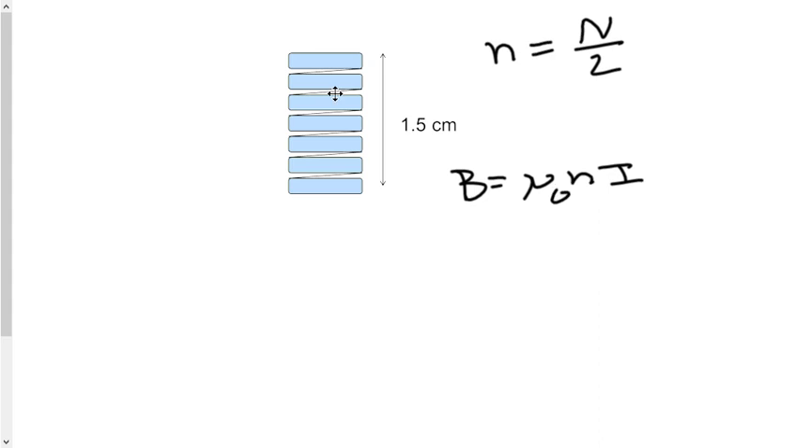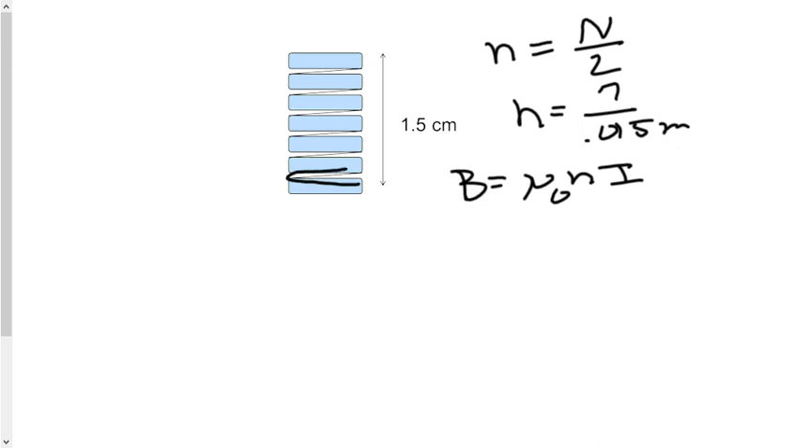Well, what would N equal for this particular solenoid? Well, I've got 1.5 centimeters, and how many turns do I have? 1, 2, 3, 4, 5, 6, 7. So N is going to be capital N, which is 7 turns, divided by length L, which is 0.015. So we're going to get turns per meter.